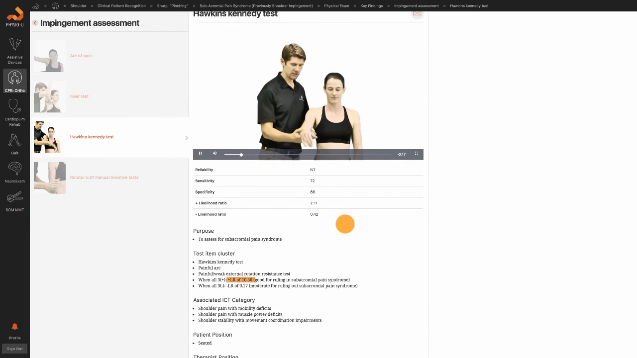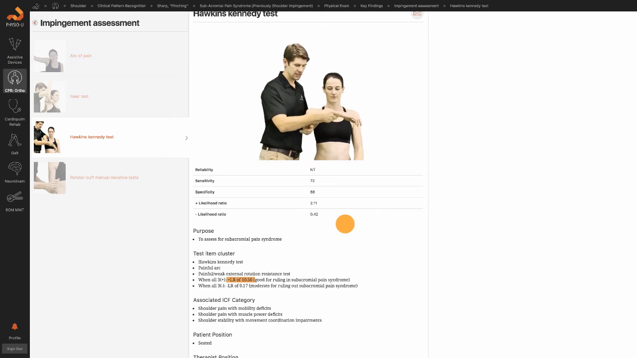Take the patient's arm into flexion, horizontal abduction, stabilize the top of the shoulder, and internally rotate the humerus, looking for available range and reproduction of symptoms. Compare it to the other side. A positive test is limited range or pain in the shoulder.